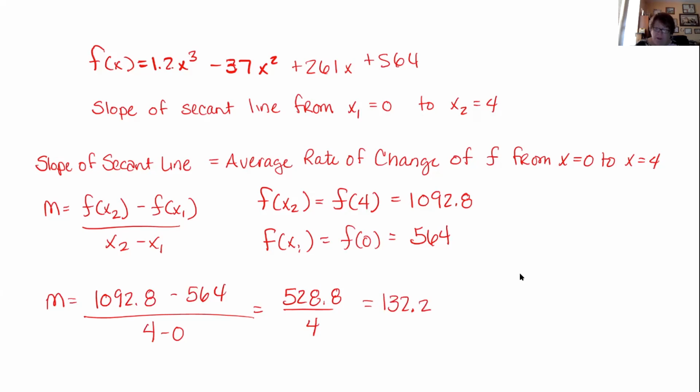So in the first 4 years of the don't ask, don't tell policy, on average, 132.2 people were discharged from the military each year. On average, each year, 132 were discharged. And that's what the average rate of change finds for you. It finds this on average per unit.